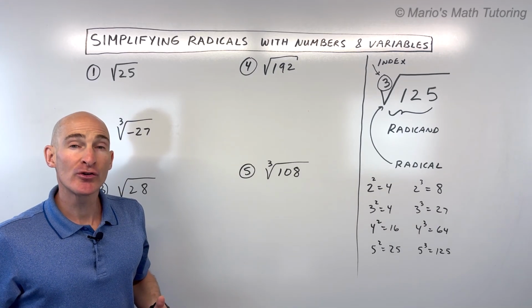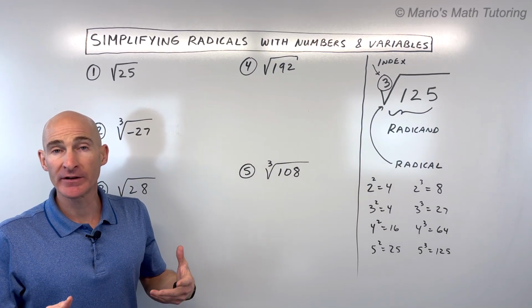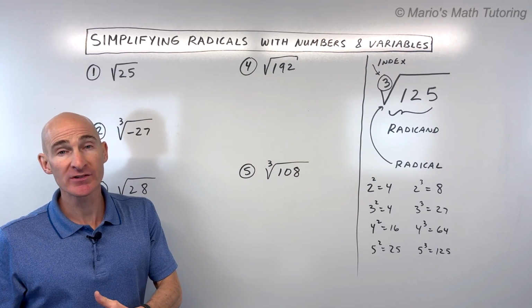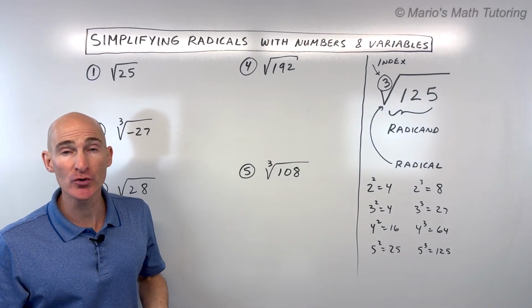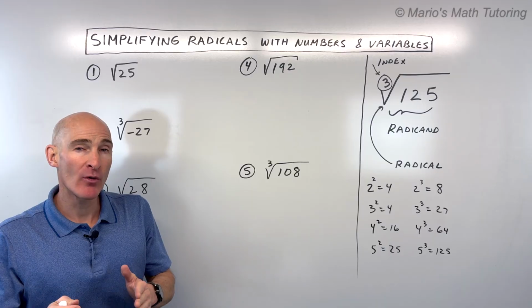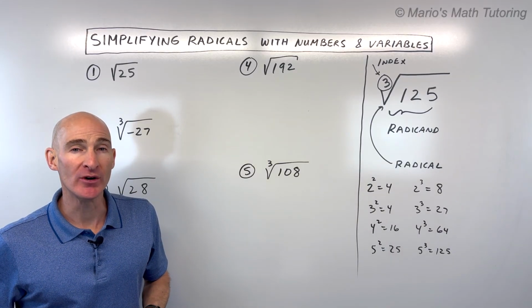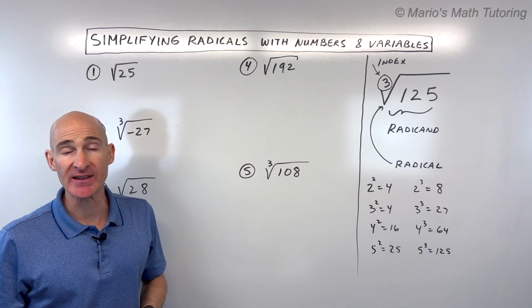In this video, you're going to learn how to simplify radicals involving numbers as well as variables, and numbers and variables together. We're going to be working with square roots and cube roots, and we're also going to be talking about when to use the absolute value bars or the absolute value signs in these problems.